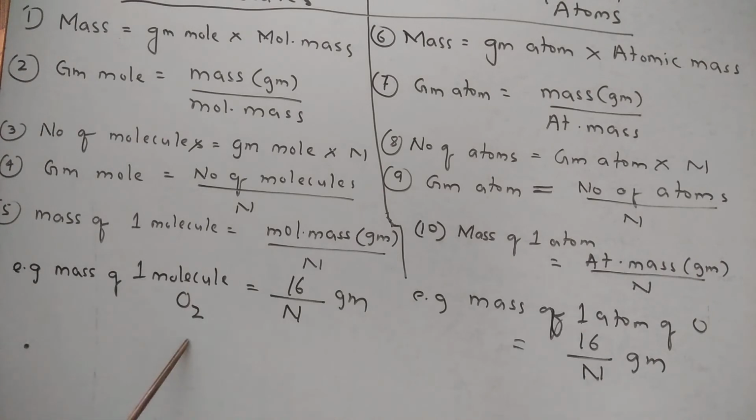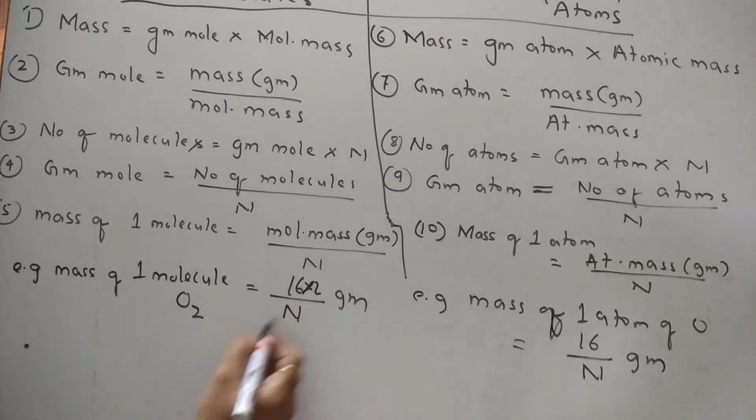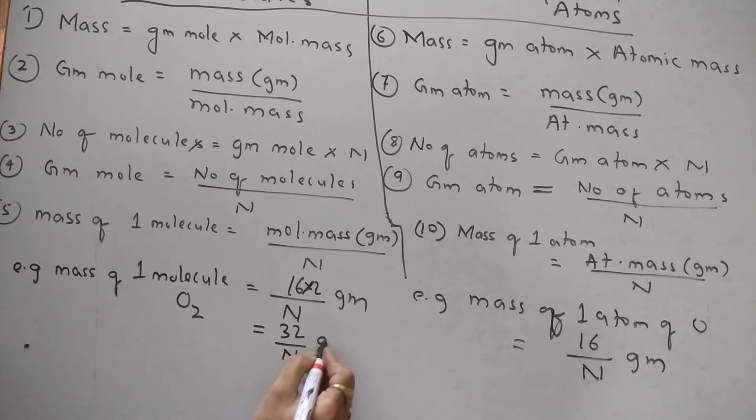So one molecule of O2 is equal to 16 into 2, that is equal to 32 by N grams, and mass of one atom of O is equal to 16 by N grams. Mass of one molecule of O2 is equal to 16 into 2 by N, which is equal to 32 by N grams. O2 molecular mass is 32, O atomic mass is equal to 16. The mass of one molecule of O2 is 32 by N, molecular mass of O2 is 32, and mass of one atom of O is equal to 16 by N grams.